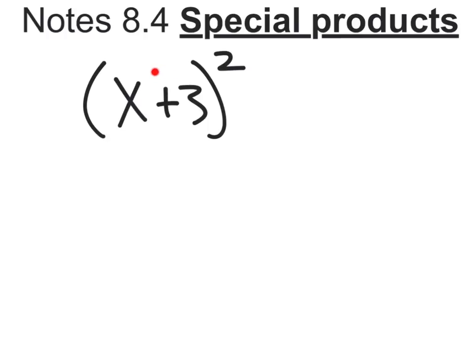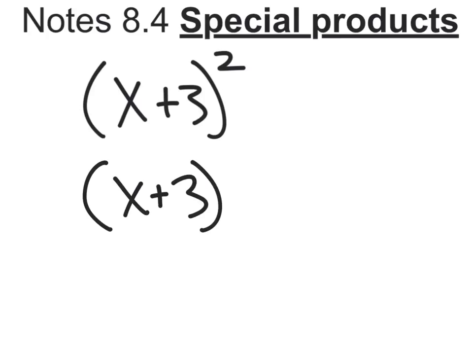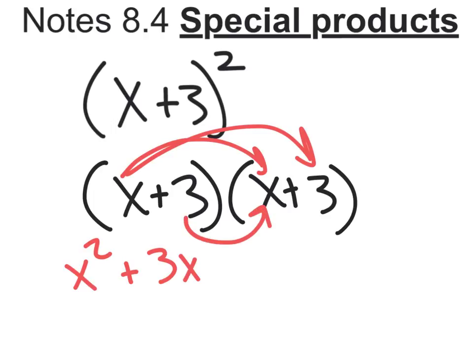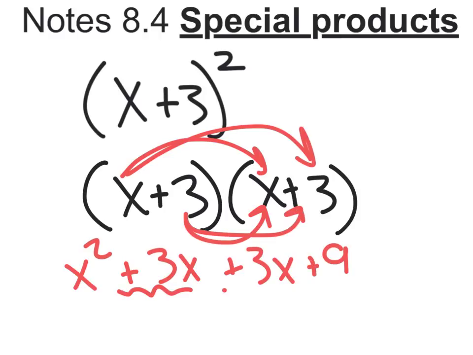Because when you have x plus 3 squared, that's really x plus 3 times x plus 3, correct? And then we're going to distribute. Let's distribute one at a time. X times x, x squared. X times 3, 3x. 3 times x, positive 3x. And 3 times 3, 9, plus 9. And at the very end, we're going to combine like terms. And the middle term, x squared plus what? When you combine 3x plus 3x.